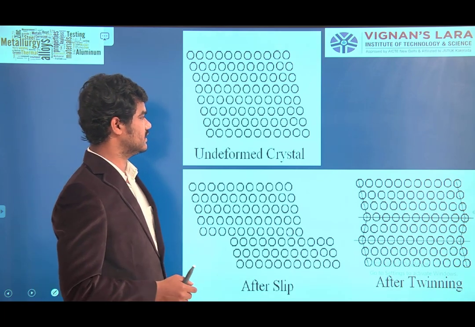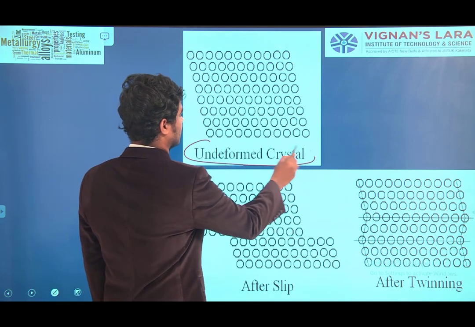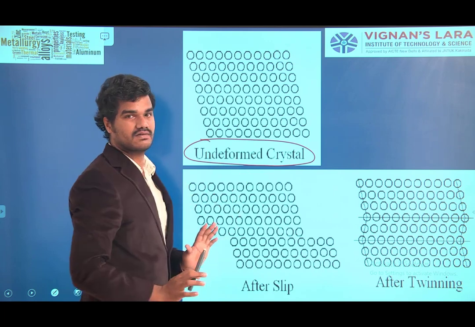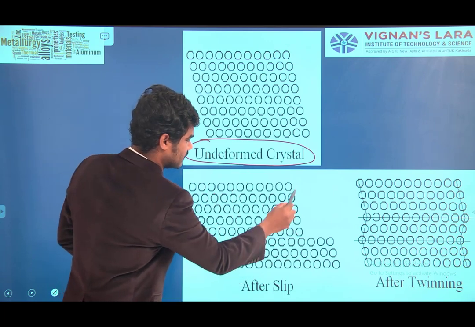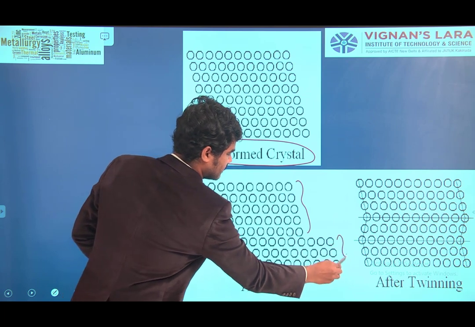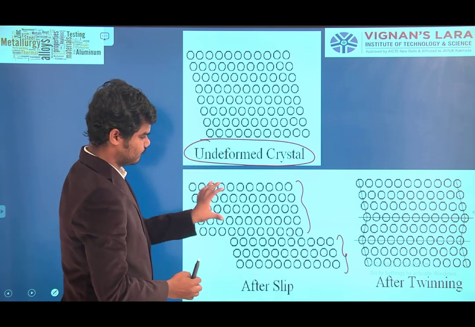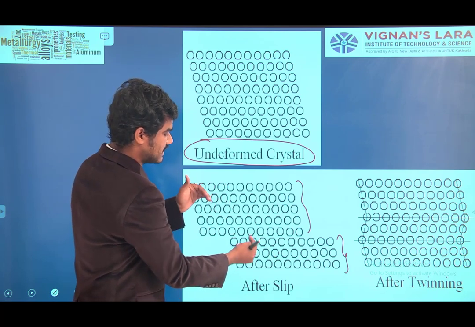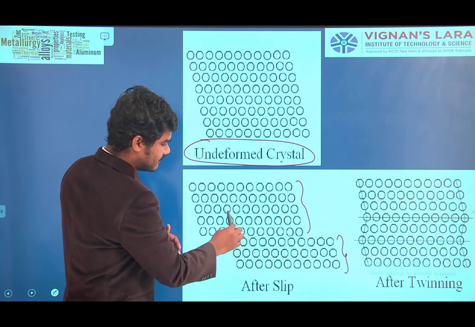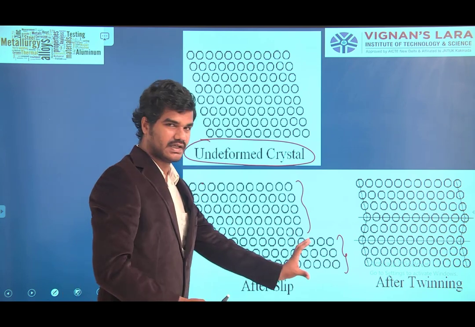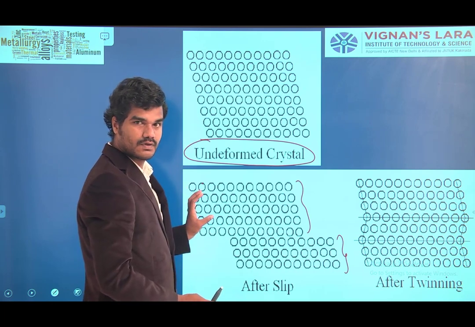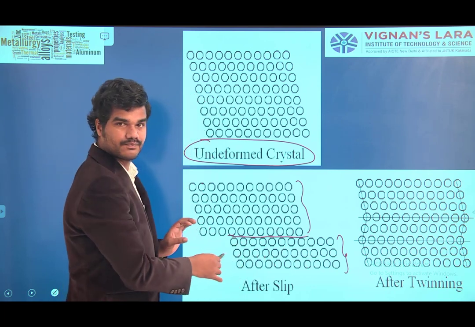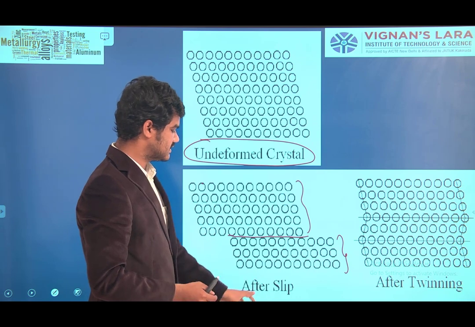Here in this diagram we can see an undeformed crystal. See this, all the atoms in this crystal have a proper arrangement. Whereas in slip, if you take this part and this part, these two parts after slip, this is one crystal, this is another crystal. So some change is there. Inside the crystal, if these atoms move this side, these atoms move this side, these atoms have slipped over these atoms inside the grain. So this is called slip.